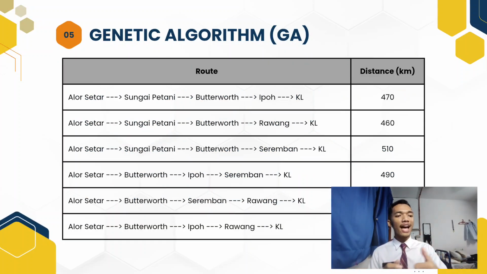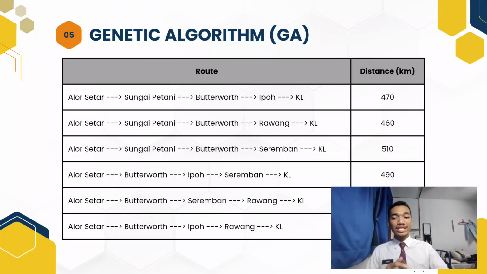The first road is Alor Setar to Sungai Petani, to Butterworth, to Ipoh, and then to KL. The second road is Alor Setar, Sungai Petani, Butterworth, Rawang, and KL. The third road is Alor Setar, Sungai Petani, Butterworth, Seremban, and KL. The fourth road is Alor Setar, Butterworth, Ipoh, Seremban, and KL. The fifth road is Alor Setar, Butterworth, Seremban, Rawang, and KL. And the last road we have is Alor Setar, Butterworth, Ipoh, Rawang, and then KL. Then we evaluate these roads by calculating their total distances.